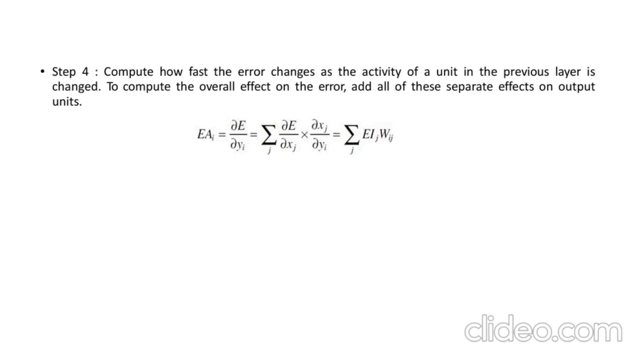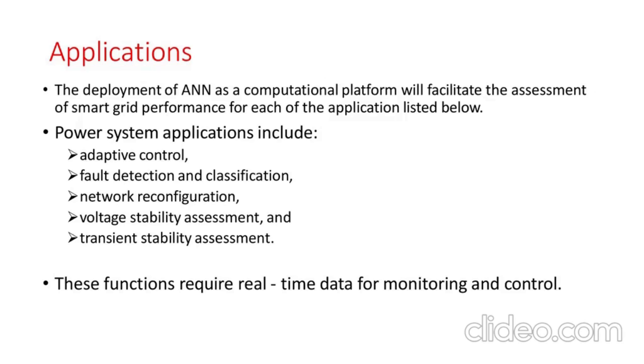Step 4, compute how fast the error changes as the activity of a unit in the previous layer changes. The overall effect of the error adds all these separate effects on the output units. So EA is given as dou E by dou y, which is a function of dou E by dou x into dou x by dou y, equal to sigma j of EJ wij. This is the final formula to compute the overall effect of an error. These are the steps we use in artificial neural networks, in which the required output is compared with the output obtained, and the error is developed.